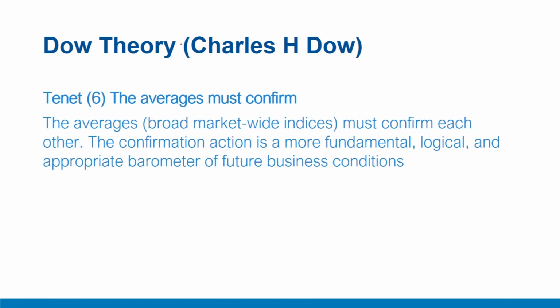Lastly, the averages must conform. The broad market-wide indices must conform with each other. For example, one industry, let's say the transport industry, should agree with the goods production industry. The confirmation action is a more fundamental, logical and appropriate barometer of future business conditions, because if the two indices, that is one for production, one for manufacturing, or one for transportation, agree, that means some kind of solid movement is happening, some movement which is in sync and confirmed by two indicators.